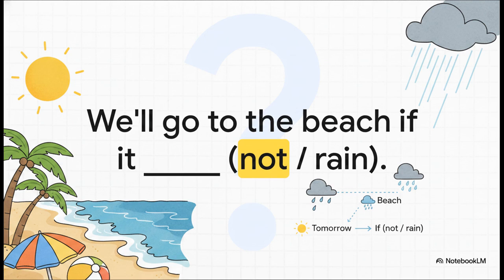Okay, let's step it up a notch for this last one. Look really closely here. Tomorrow is a public holiday. We'll go to the beach if it blank. And the verb phrase you need to use is not rain. Look for the big clue in the first half of the sentence. Will go. Take a few seconds.